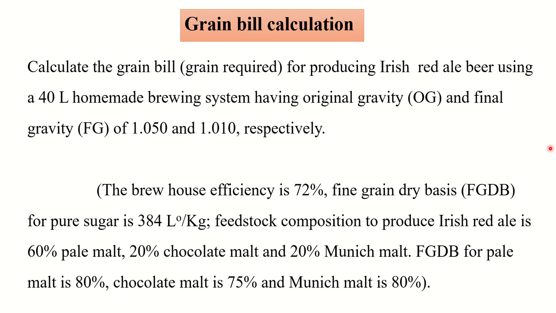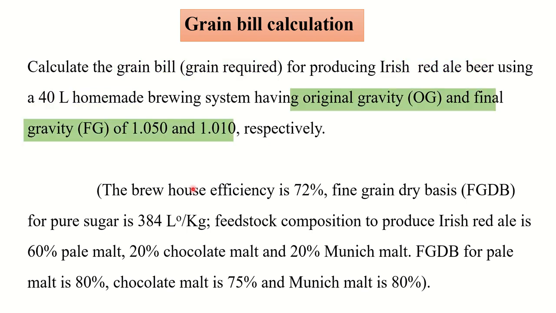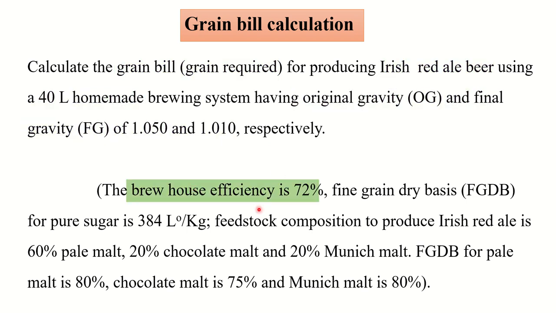The grain bill is, in other words, the amount of grain required to produce an Irish red ale beer using a 40-liter homemade brewing system. This is the one which we have in our pilot plant. The original gravity and final gravity are 1050 and 1010 respectively, which we just discussed. Every system has its own efficiency, and the brew efficiency of the one we have in our pilot lab is 72%. The fine grain dry basis is given here.